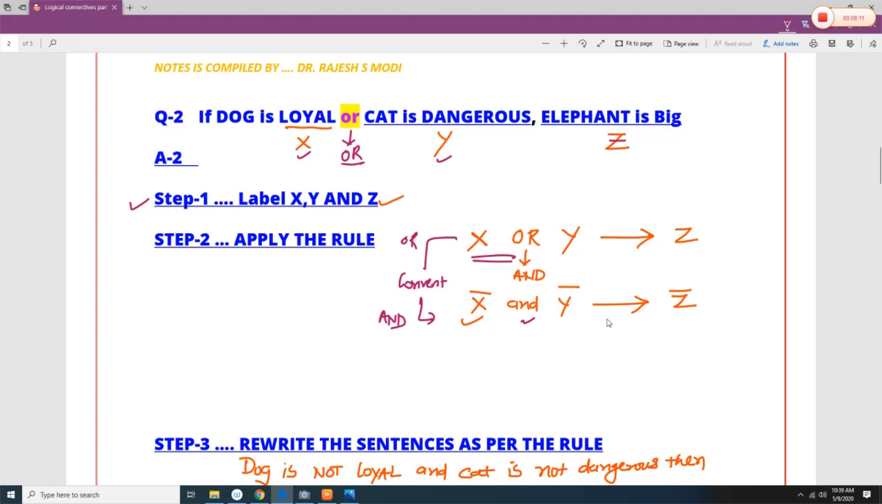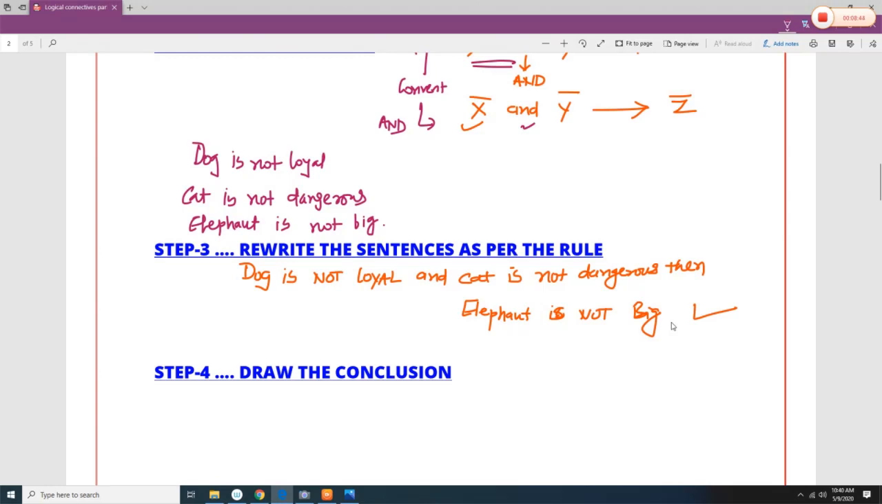So what is X bar? X is dog is loyal, so X bar is dog is not loyal. Y is cat is dangerous, so Y bar means cat is not dangerous. And Z bar means elephant is not big. Now put together: dog is not loyal, that is X bar. Instead of OR we are putting AND. This is cat is not dangerous, that is Y bar.